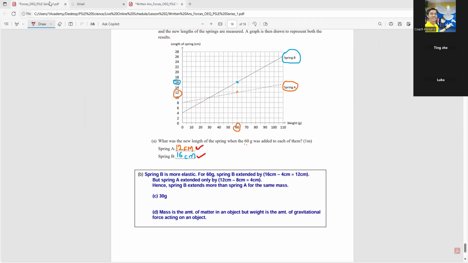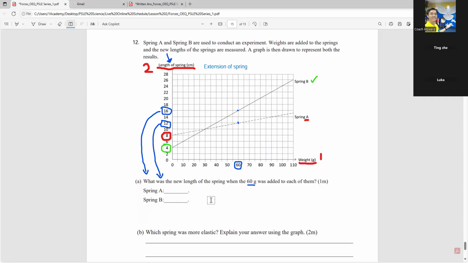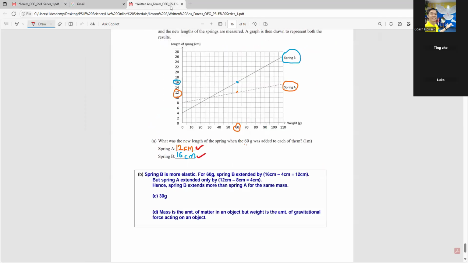Okay, next question. Which spring is more elastic? Explain your answer using the graph. Okay, to compare the elasticity of spring, you must use a common mass and then see how much they extend. So in this situation, okay, there's a shortcut. Shortcut is the steeper graph, in this case is spring B, will have more elasticity or more elastic. But here they ask you to use the graph to explain. So I use 60 gram.